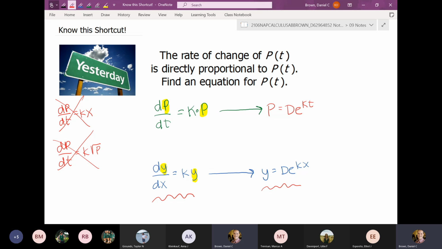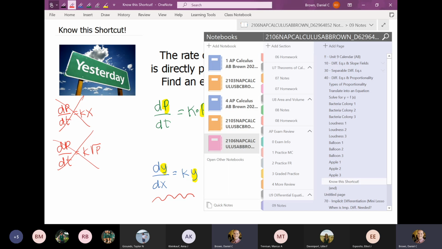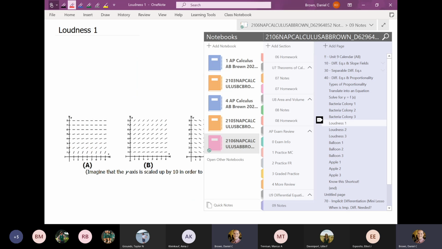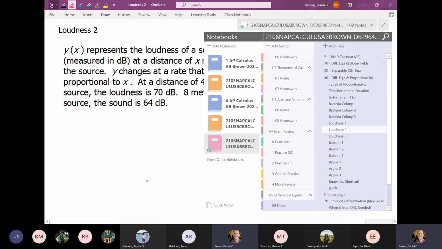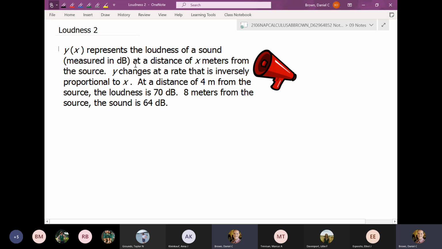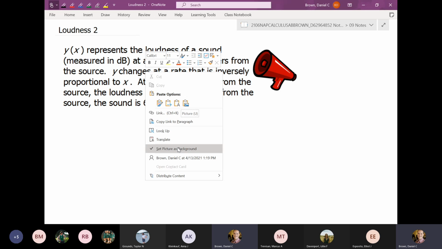The other example that I wanted to do was the loudness example. The first page was supposed to have the problem on it, but I realized somehow it got deleted when I shared it. It is on page 2 of loudness, and I'm just going to copy it over, and then we can talk about it. If it will let me, there it goes.